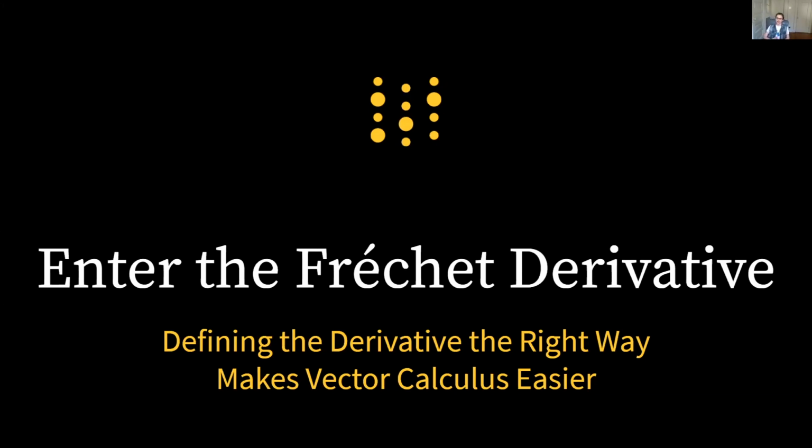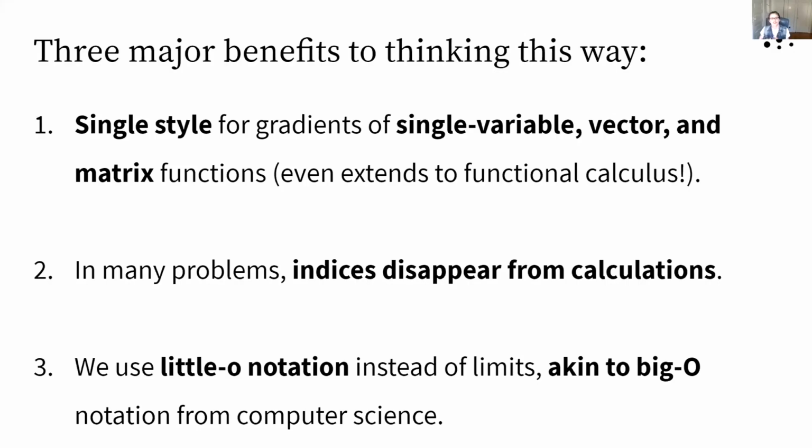So the way that we're going to approach this is by actually defining the derivative in a different way. And that's going to end up making our vector calculus easier. The name of this style of defining the derivative is called the Fréchet derivative, after a French mathematician who invented it. It's going to give us the same answers as what we learned in our calculus classes, but it's going to give us a new way of thinking.